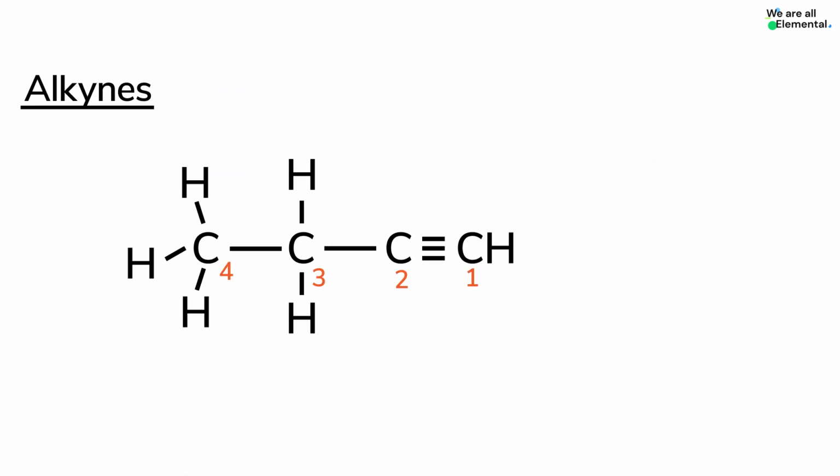Alkynes have at least 1 triple bond. So there's a triple bond between carbon 1 and 2, and the triple bond and the single bond with the hydrogen is planar. So carbon 1 and carbon 2 have a planar shape. Carbon 3 and carbon 4 have a tetrahedral shape.